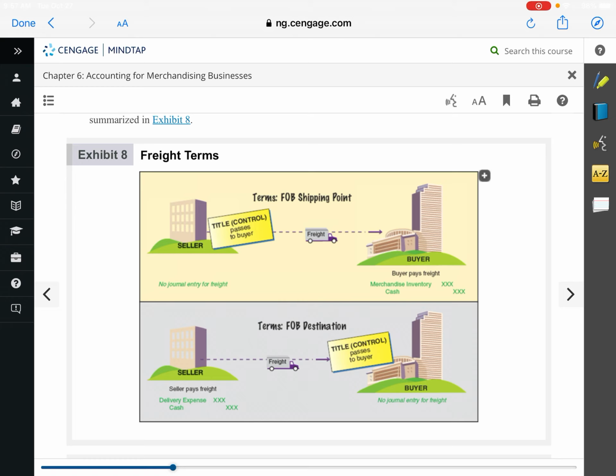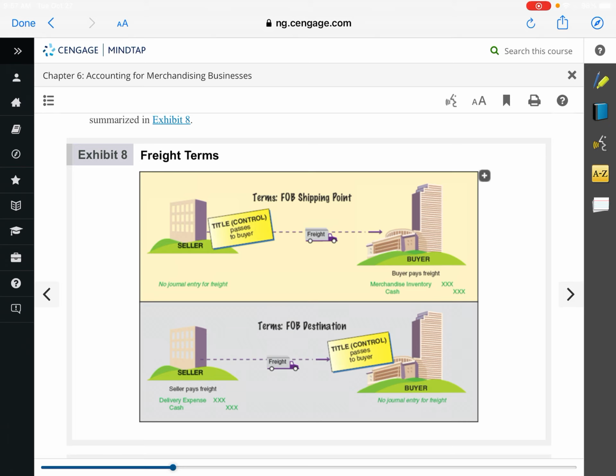Under FOB destination, ownership doesn't pass to the buyer until it reaches the destination. So the buyer does not have any ownership while it's being shipped. They have no worries about it. So they cannot add that cost to merchandise inventory. The seller pays for freight. Okay? So you have to be able to distinguish the difference.